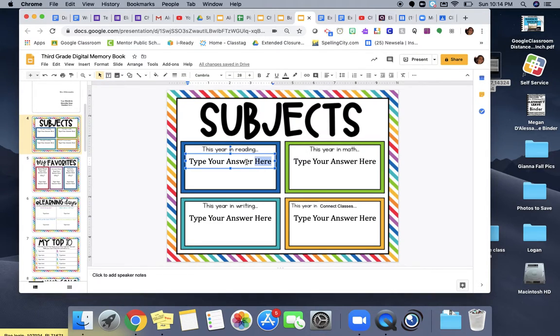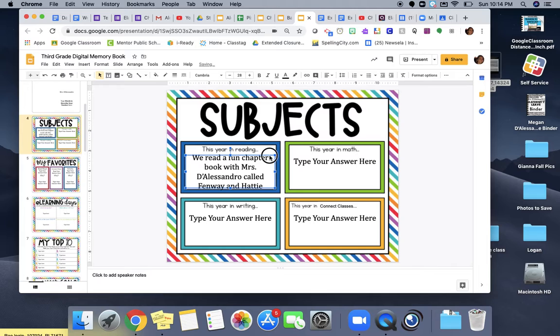So, this year in reading, you would just click in here and you could start typing. You could say, we read a fun chapter book with Mrs. D'Alessandro called Fenway and Hattie. Now you'll see that the words kind of got pushed up, so I'm going to click here and I'm going to make this box bigger to slide them back down. I can always click in the box and I can kind of click on the blue part and I can move the box around on the page.